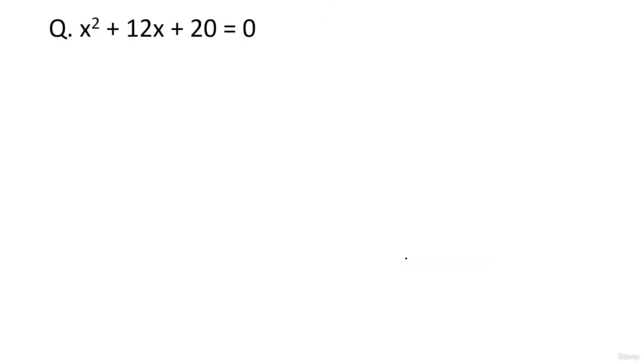We'll solve some more examples. When we have x² + 12x + 20, we have to split the middle term 12x as a sum of two numbers whose sum is +12 and product is +20. So this is x² plus, what two numbers would they be? 10x and 2x.